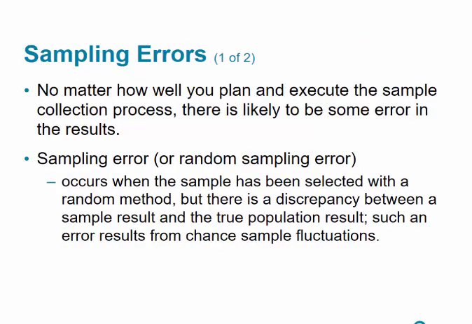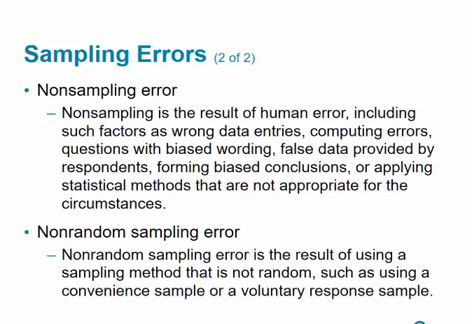Now, sampling errors. No matter how well you plan to execute the sample collection process, there is likely to be some error in the results. So sampling error occurs when the sample has been selected with a random method, but there's some discrepancy between the sample result and the true population result, such as error that occurs from chance sample fluctuations.